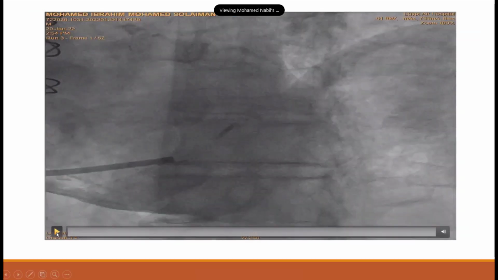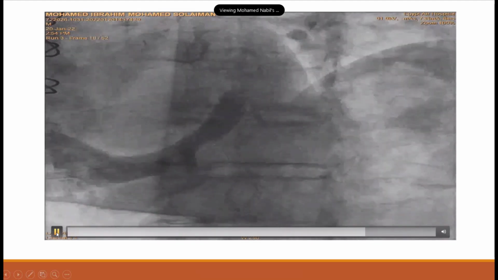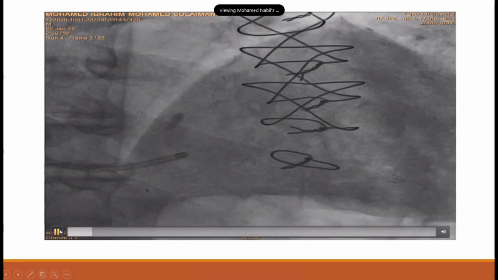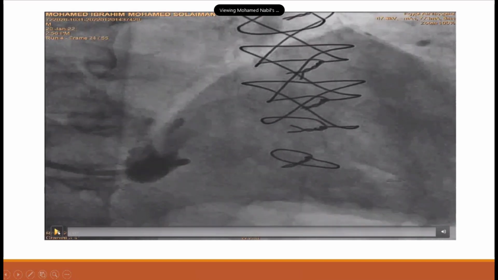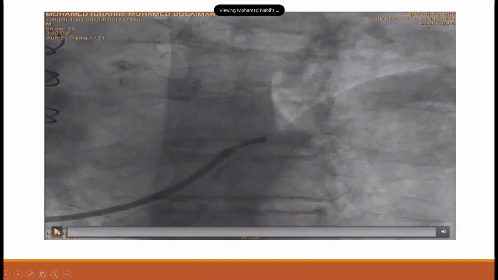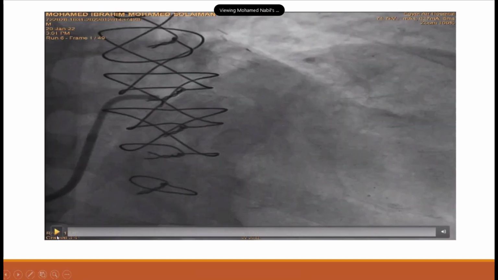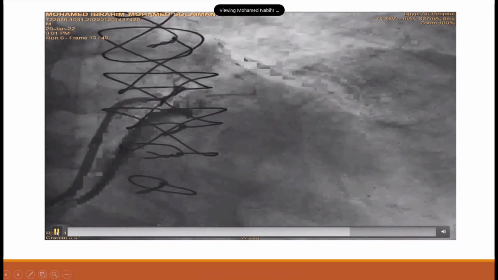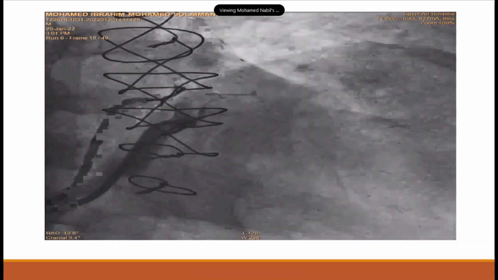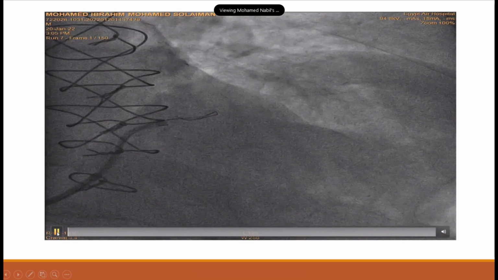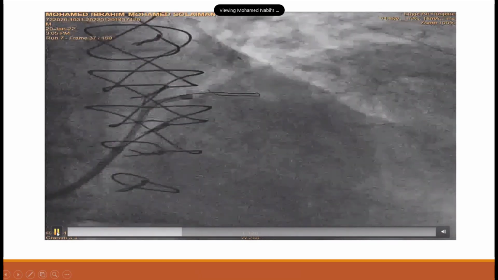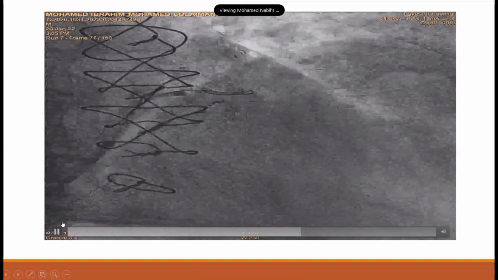Actually, we had 2 problems during implantation of CRT. The first was difficulty during cannulation of the coronary ostium. Another problem was getting the vein, the lateral vein. There were multiple trials, and the wire was withdrawn multiple times.